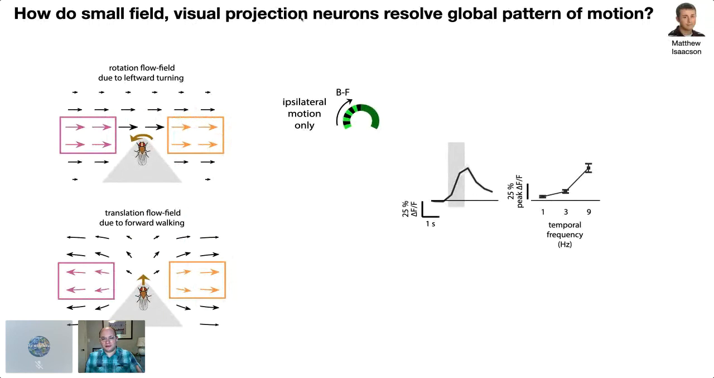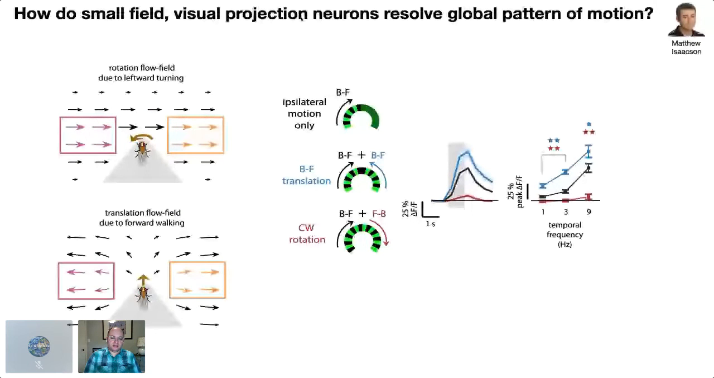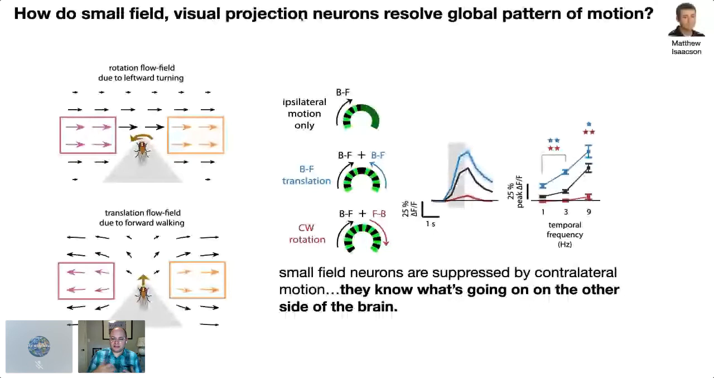And here I'm just going to build it up. When Matt stimulates with ipsilateral back to front motion, we get a response, and it's speed tuned in this way. If you then add more back to front motion on the contralateral eye, you get this enhanced response at all speeds. And if you flip it so that you now have front to back motion, which would be consistent with global rotation, we get this strong suppression, and again, that holds up at all speeds. So these small field neurons are suppressed by contralateral motion, which means that they actually know what's going on the other side of the brain. That's cool, and it really goes a long way towards strengthening the case that these neurons are specialized for translation, not rotation. I'm really hoping to get this work out on bioRxiv very soon.